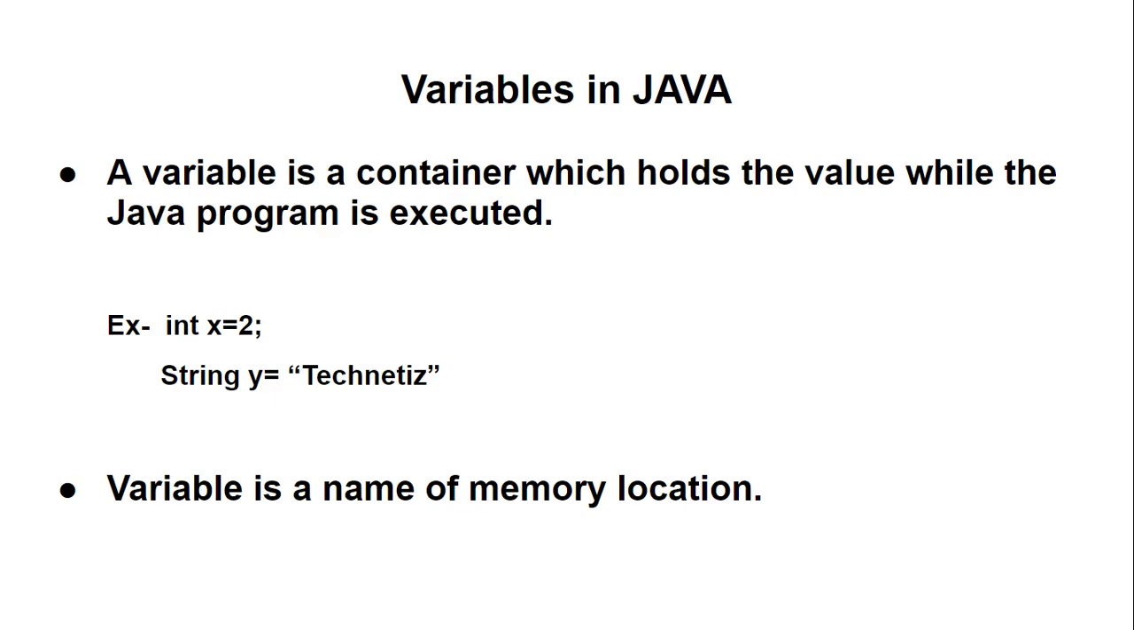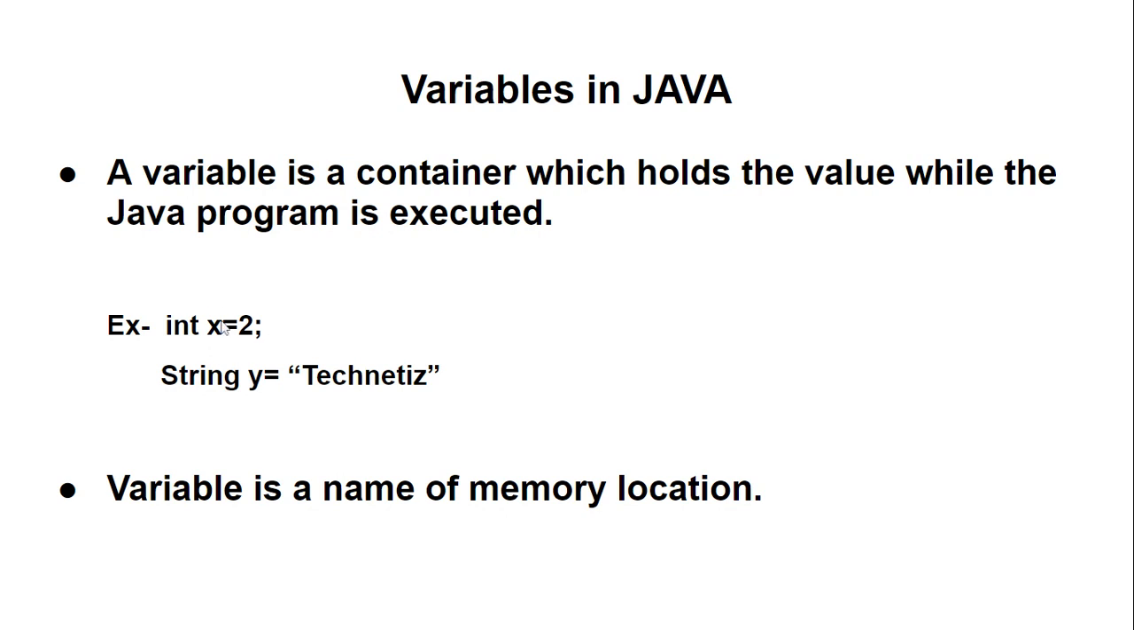So what is a variable in Java? A variable is nothing but a container that holds a value while the Java program is being executed. Okay, this is the theory. Let's understand practically. Example: int x equal to 2.